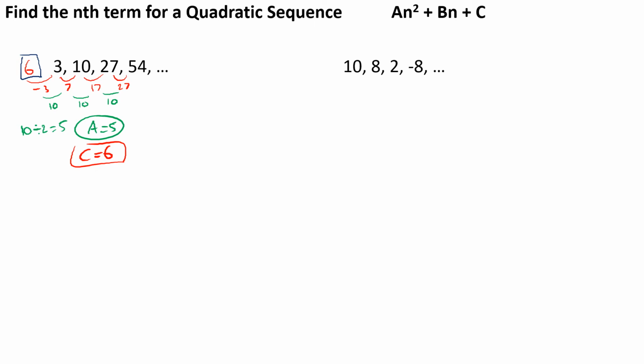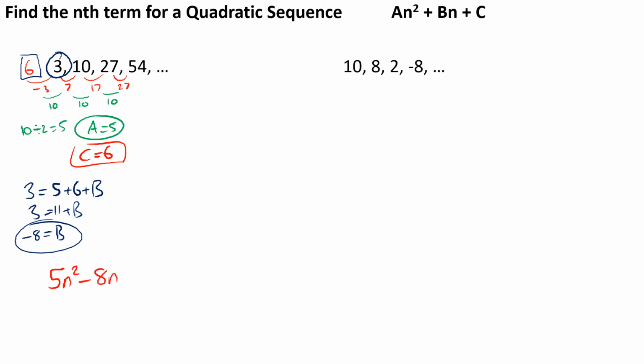And then our 0 term, which is here, our first term rather, is equal to a plus b plus c. So it's equal to 5 plus 6 plus b. 3 is 11 plus b. So b is, take away 11, minus 8. So our nth term here is 5n squared minus 8n plus 6.